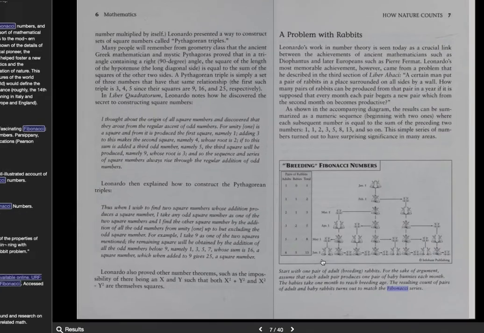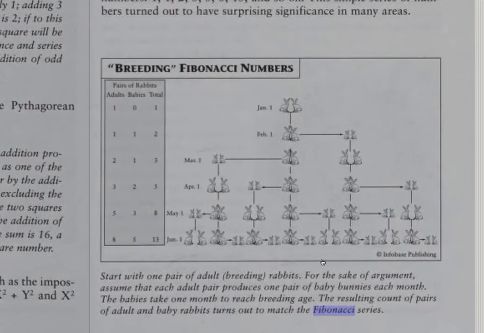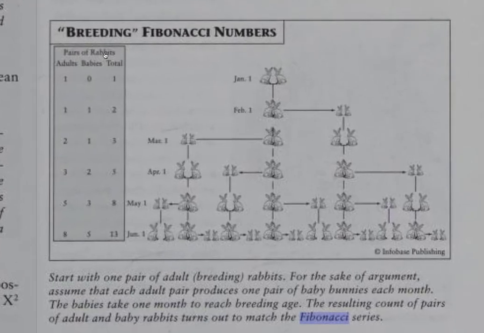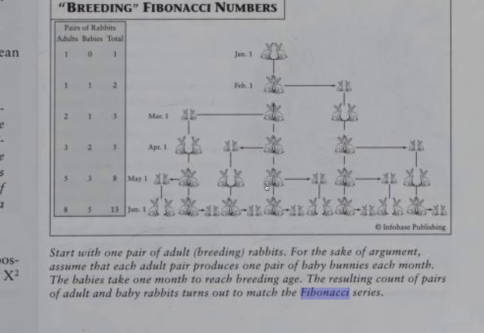And then here it talks about breeding, and breeding seems to go by the Fibonacci number. And a lot of human behavior occurs according to the Fibonacci numbers. And it says down here, start with one pair of adult breeding rabbits. For the sake of argument, assume that each adult pair produces one pair of baby bunnies each month. The babies take one month to reach breeding age. The resulting count of pairs of adult and baby rabbits turns out to match the Fibonacci series.